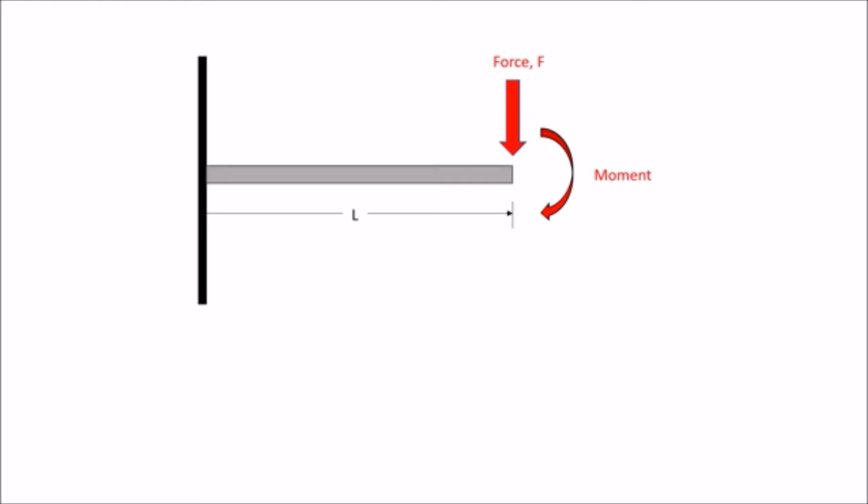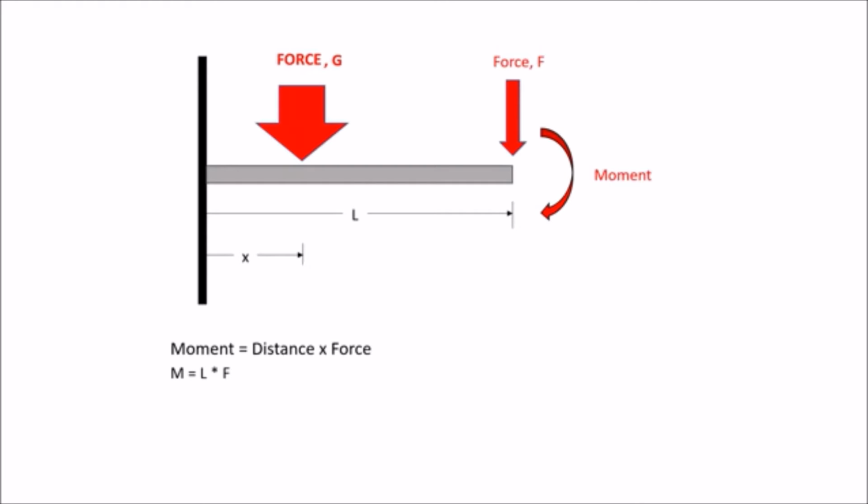Mathematically we can describe a moment as a force applied over a distance, or distance times force. Now our distance here is L, and our force is F. So we can say that our moment is equal to L times F. Now let's say that we applied a bigger force at a distance x away from the fixed end. This distance x is shorter than L. Thereby we need to increase our force G if we wanted to achieve the same moment. But if we balanced them right, we could create the same moment from our force G at a distance x that we could by applying a force F at a distance L.